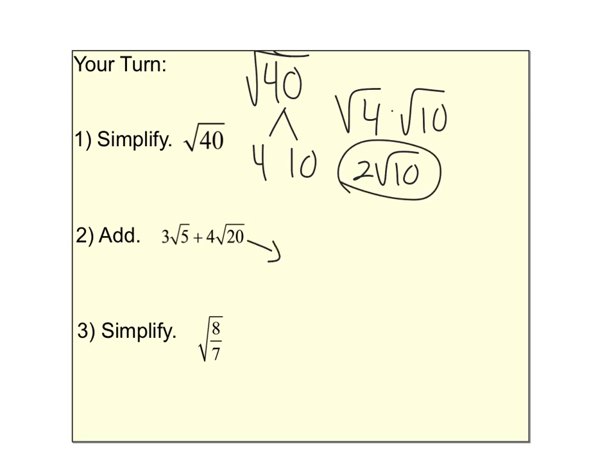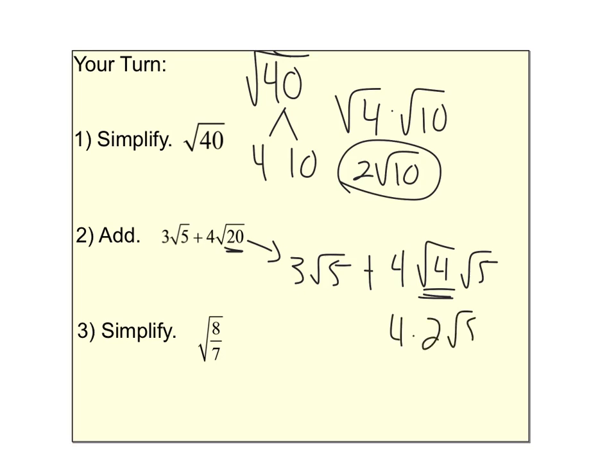For number 2, I'm looking at this 20 thinking I can simplify that. So I keep the 3 square root of 5, can't do anything with that. 4, and then 20 can split into 4 and 5. The square root of 4 is just 2. So 4 times 2 square root of 5. So this becomes 8 square root of 5. Sorry, that's an 8, I promise. So I have 3 square root of 5 and 8 square root of 5 for a final answer of 11 square root of 5.